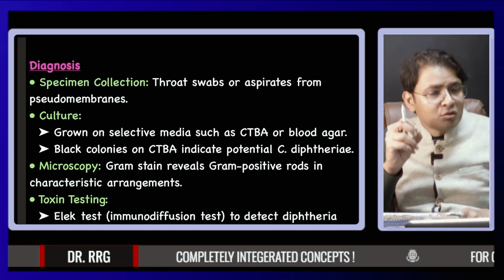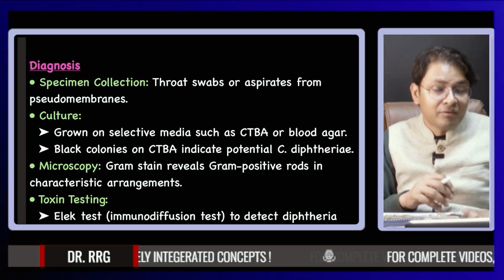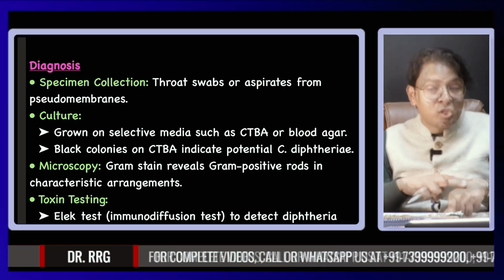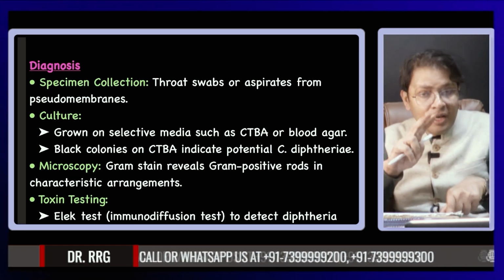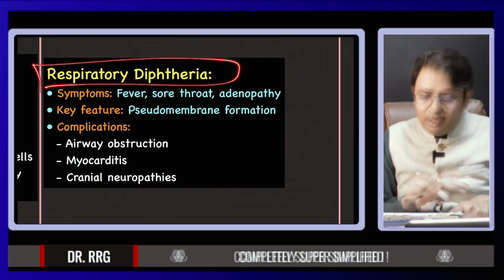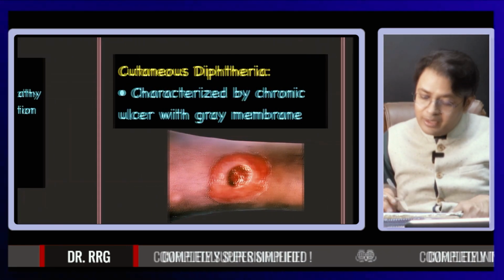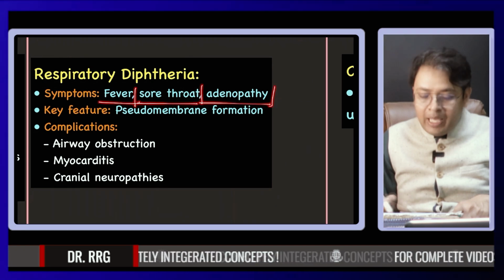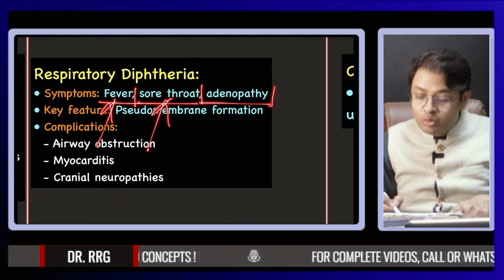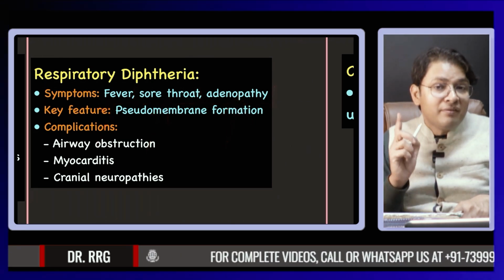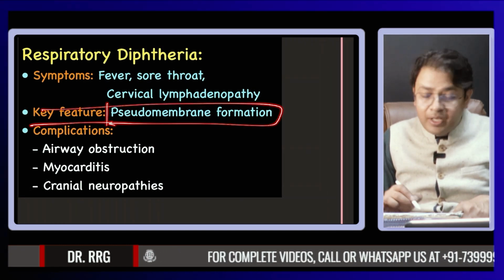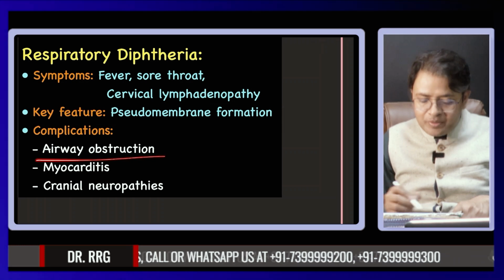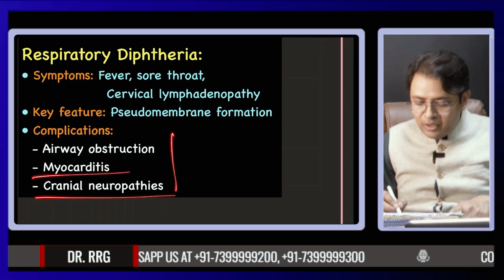Diphtheria has two types of presentation, in fact. They have their sore throat presentation and respiratory involvement. They can also have cutaneous presentation. There are two types of diphtheria. One is respiratory diphtheria and the other is cutaneous diphtheria. In respiratory diphtheria, the presentation can be of fever, malaise, sore throat, and cervical lymphadenopathy. Respiratory diphtheria involves the formation of pseudomembranes. They can cause airway obstruction, myocarditis, and cranial neuropathies.